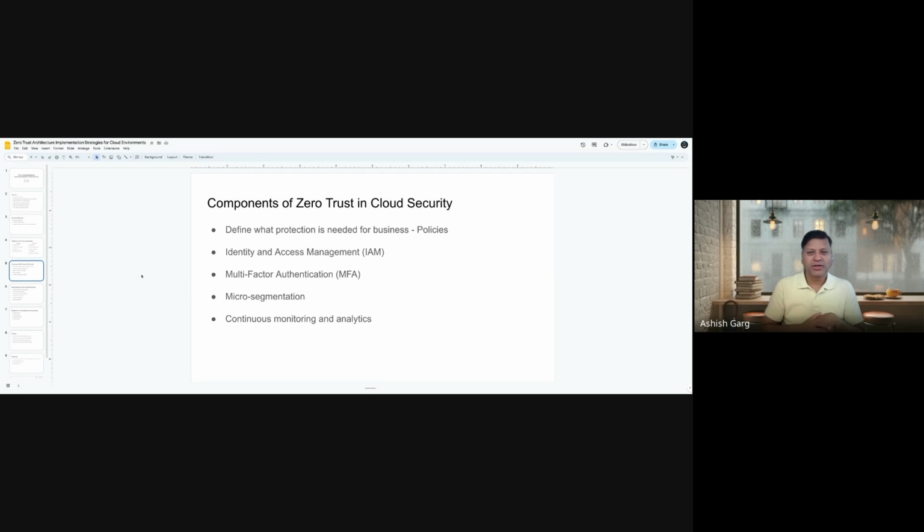So what are the components of zero trust cloud security? How do we go about understanding it, right? The first thing is always to understand the business needs. Not every business will require all kinds of bells and whistles and tools and controls, right? So define your policies.